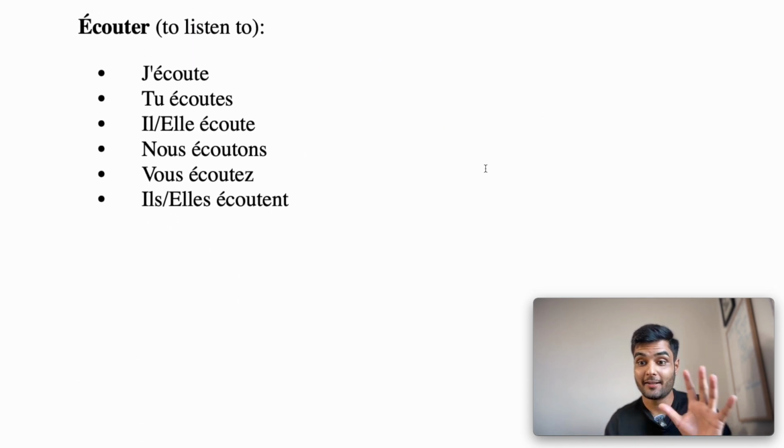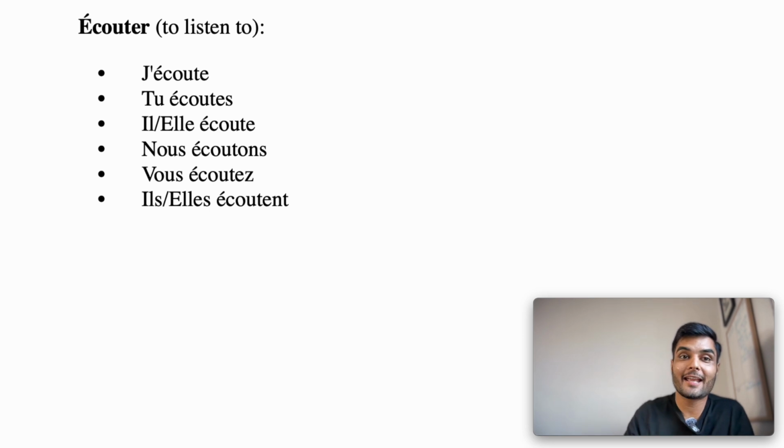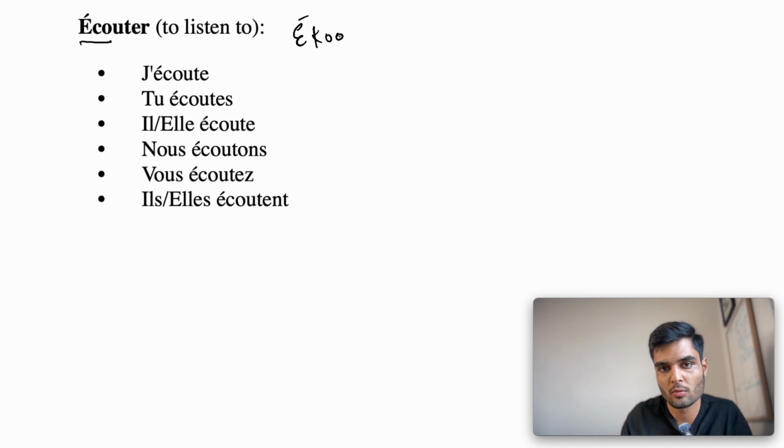And then at the end, the 10th verb is going to be écouter. The pronunciation is again very important. Écou. I'll write it like this. Écouter. To listen to something. It is conjugated in the same way, written as j'écoute. J'écoute. Tu écoutes. Il, elle écoute.